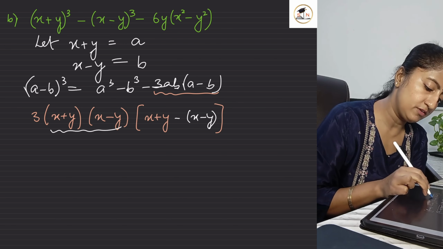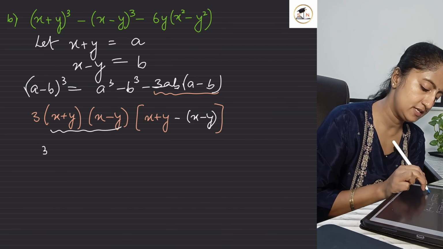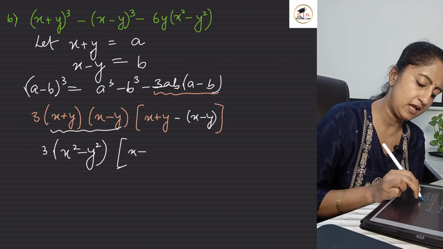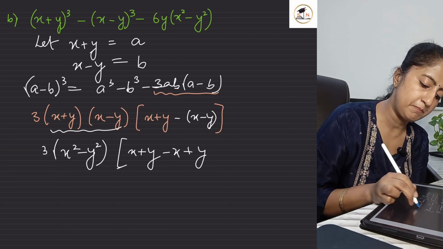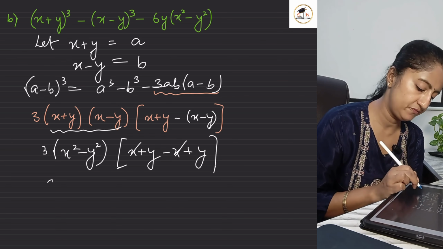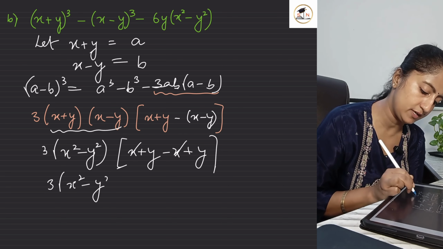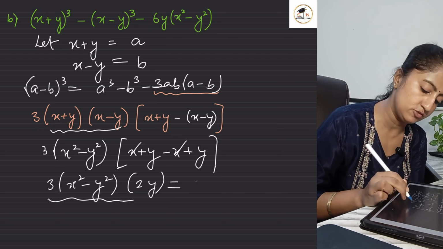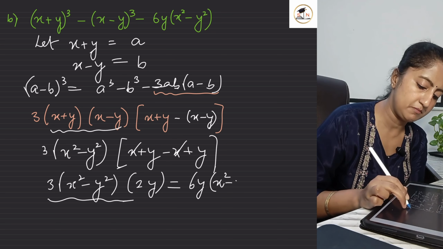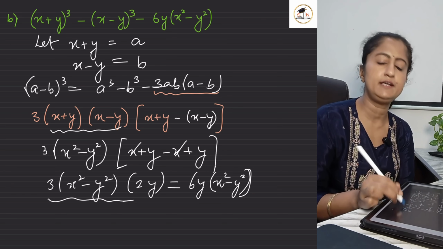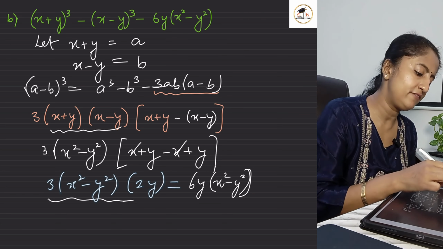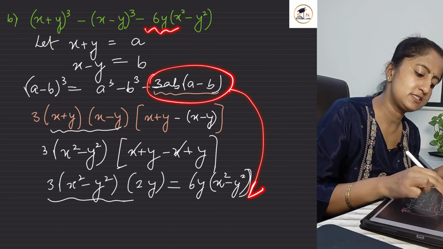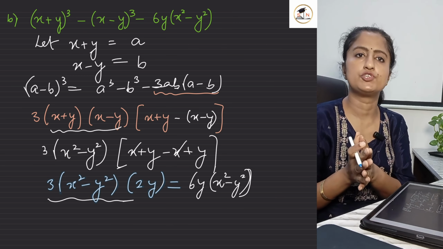So now, what do they give us? They give us 3 into (x² minus y²). And in the bracket, we have x plus y minus x plus y. So x and x get cancelled, leaving us with 2y. When you simplify this, what does it give you? 6y(x² minus y²), right? Now you can relate, because what I have done is solve this portion and it relates to this, which is similar to the second part of the expression, right?